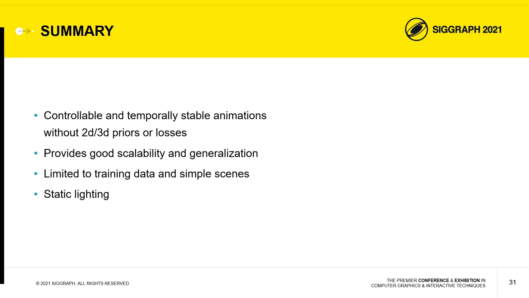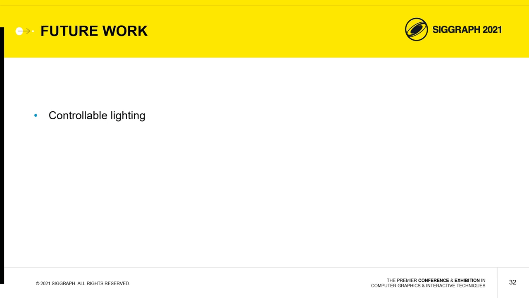Let's now quickly discuss future work. And well, there is a lot more that should be done. So first of all, the scene lighting is static. And one idea here could be to train on path trace data where objects can be turned emissive, and then we could make this an additional material.